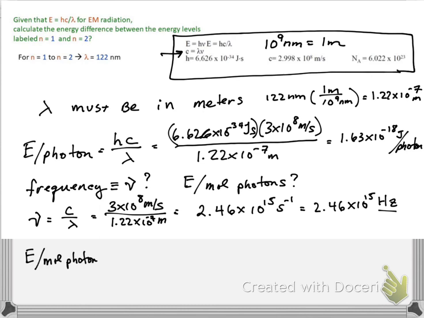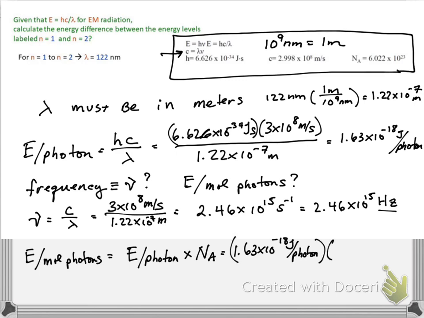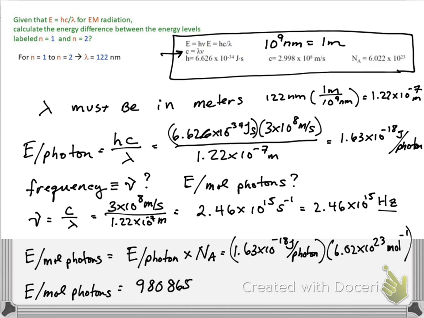The energy per mole of photons is you would take the energy per photon and multiply it by Avogadro's number. So 1.63 times 10 to the minus 18 joules per photon times Avogadro's number of 6.02 times 10 to the 23rd per mole. When we multiply that, we get exactly how much energy there is in a mole of photons, which is 980,865 joules per mole. We divide by 1,000 to get the kilojoules, and it's 981 kilojoules per mole of photons.